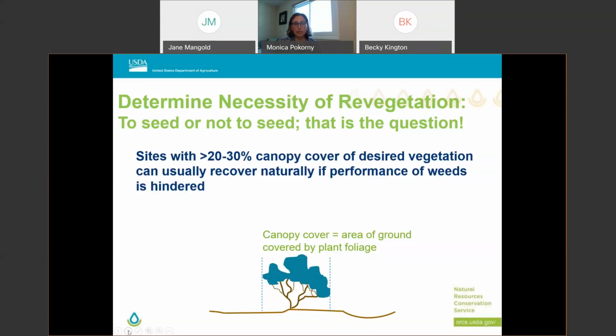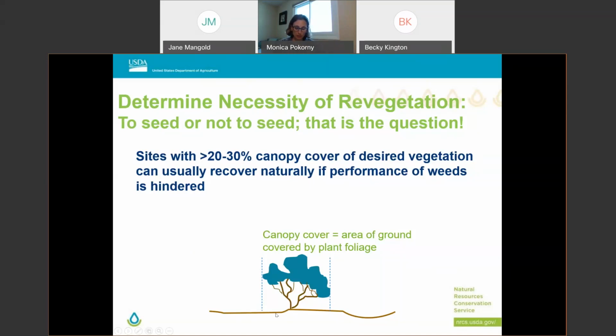So the first thing we really need to do when we're getting started with revegetation as part of weed management is ask ourselves, do we actually need to revegetate this site? Generally, as a rule of thumb in Montana, if we have about 20 to 30% canopy cover of desired vegetation already on the site, then we think the site can naturally recover and we don't need to go through the whole revegetation process. And by canopy cover, I mean the vertical projection of a plant on the ground.